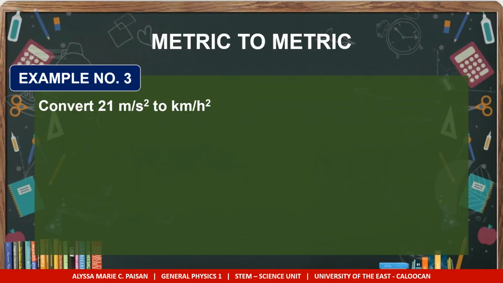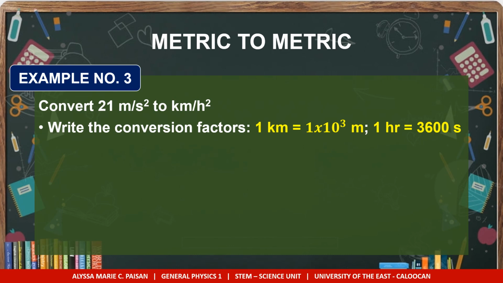Let's have example number 3. Convert 21 meters per second squared to kilometers per hour squared. Our conversion factors will be 1 kilometer is equal to 1 times 10 raised to 3 meters and 1 hour is equal to 3,600 seconds.